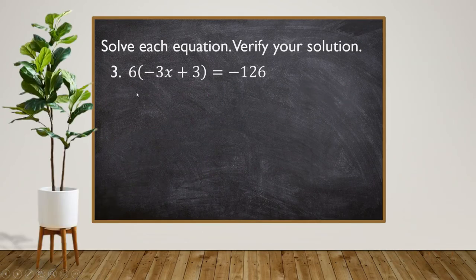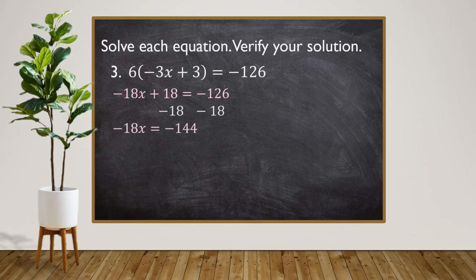In number 3, we do have the parentheses with a number in front. That means we need to distribute. So distributing the 6, multiplying each term inside the parentheses by 6, gives us negative 18x plus 18 equals negative 126. So to isolate x now, we would subtract 18. Then divide both sides by negative 18. And we get x equals 8.